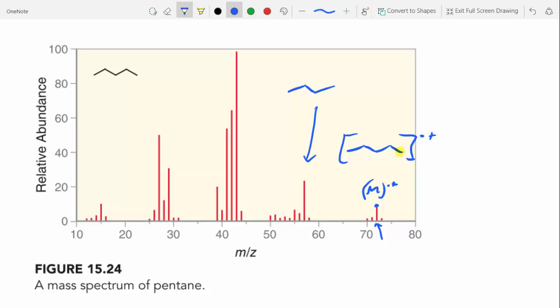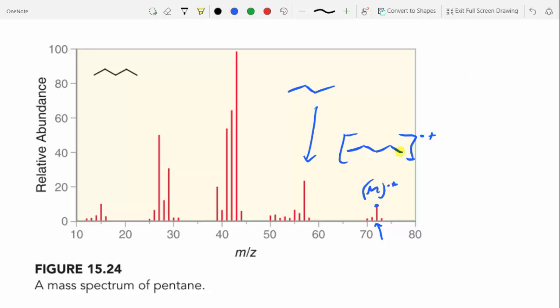How much should a butane fragment weigh? We can do our quick calculation. We've got C4 and H10. Oh, man, H10. This is what happens when I wake up at 3 in the morning. So 4 times 12 is 48 plus 10. We should have a peak at roughly 58 for this butane fragment.